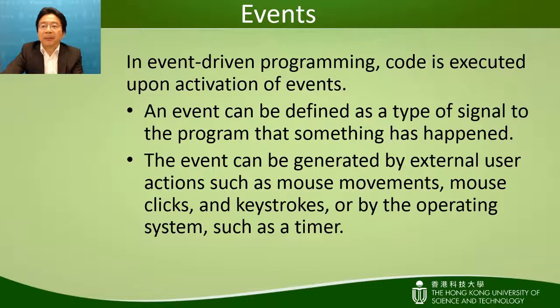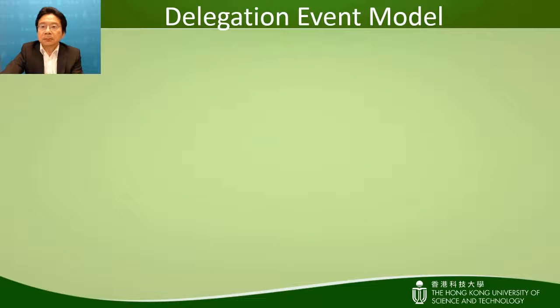In event-driven programming, program code is executed upon activation of events. An event can be a type of signal to the program that something has happened. The event can be generated by external user actions such as mouse movement, mouse clicks, and keystrokes, or by the operating system such as a timer or an exception. In our discussion, we'll focus on events generated in a graphical user interface.